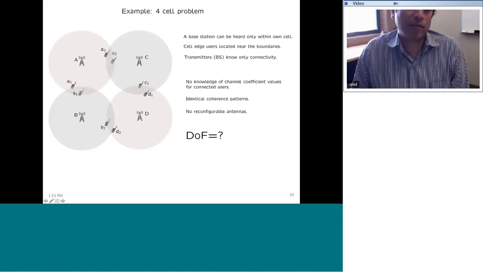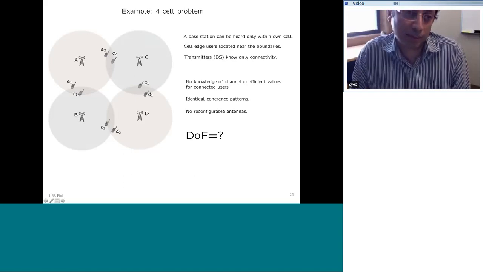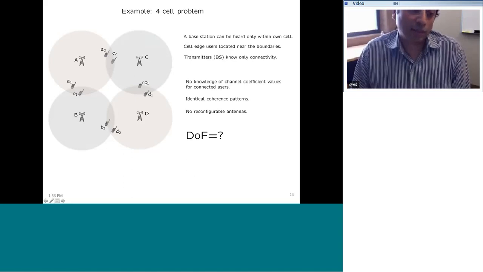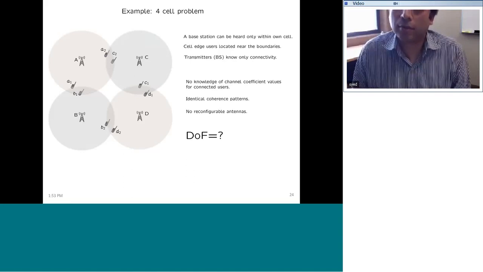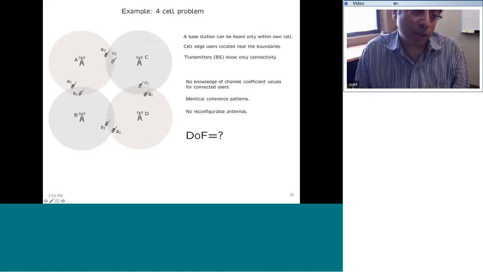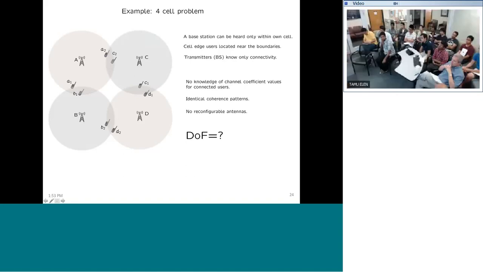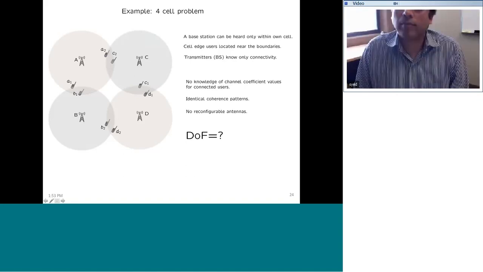Okay, so what is this problem? In this problem, you have 4 cells. Each cell has a base station in the center, so here's the base station transmitter A, transmitter B, C, and D. Then these are the users. I'm interested only in the users that are located near the boundaries, because these are the users that can hear 2 cells. Right? So for example, users A1 and B1, these receivers can hear both transmitter A and transmitter B, whereas receiver B2, D2 can hear B and D, and so on.